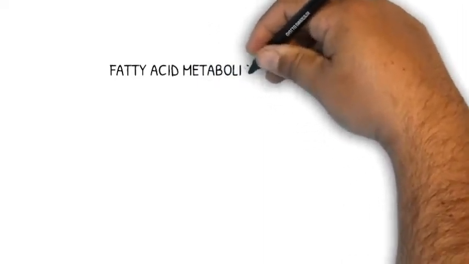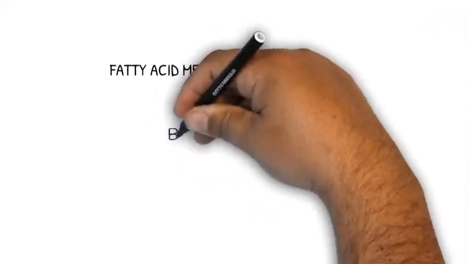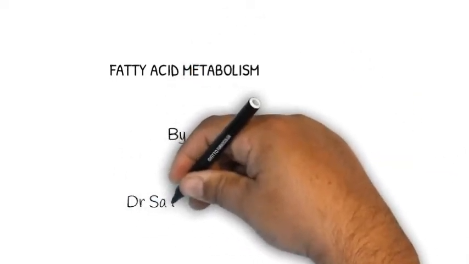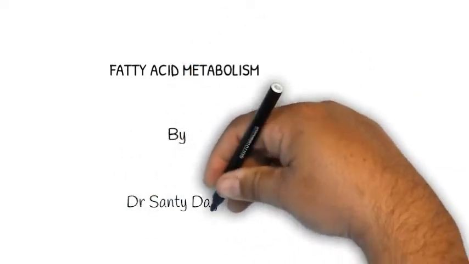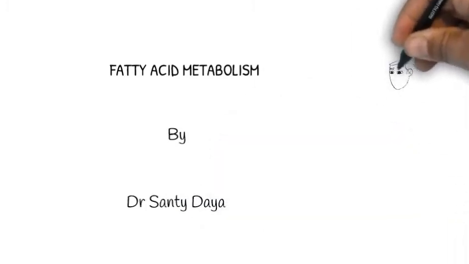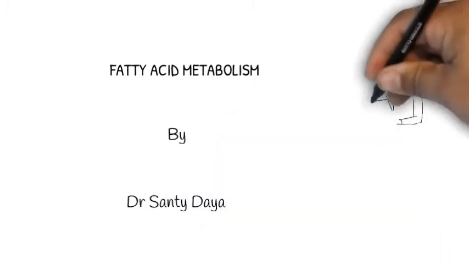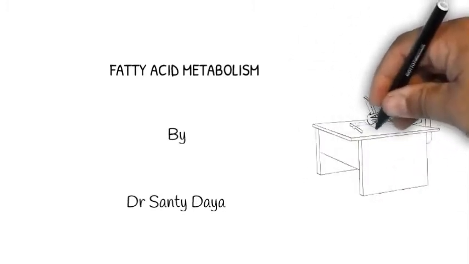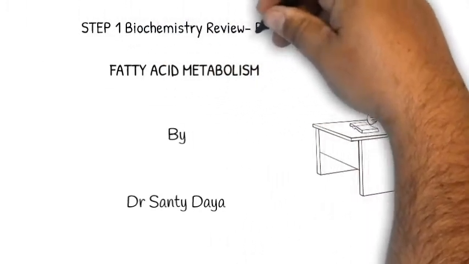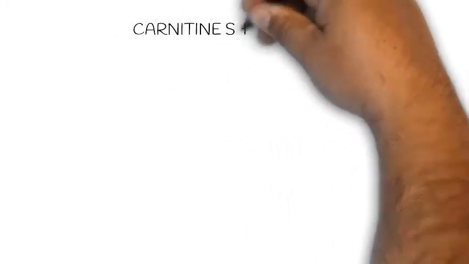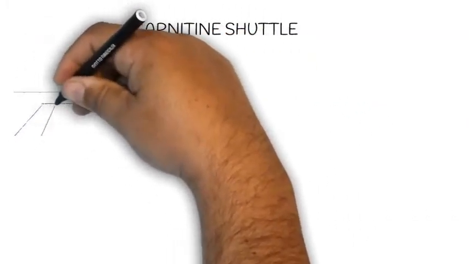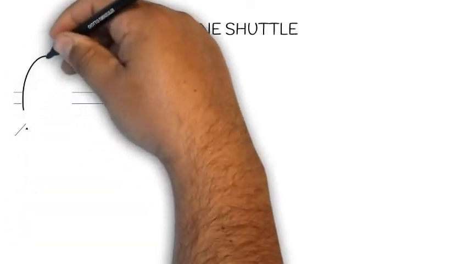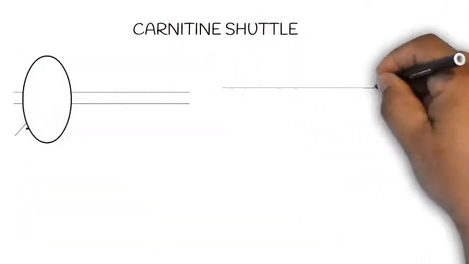In this video, I will attempt to review fatty acid metabolism and also focus on some of the very high yield aspects of fatty acid metabolism, and then we'll also take a look at some of the disorders associated with fatty acid metabolism. Now, fatty acids need to get into the mitochondrial matrix in order to undergo beta oxidation.